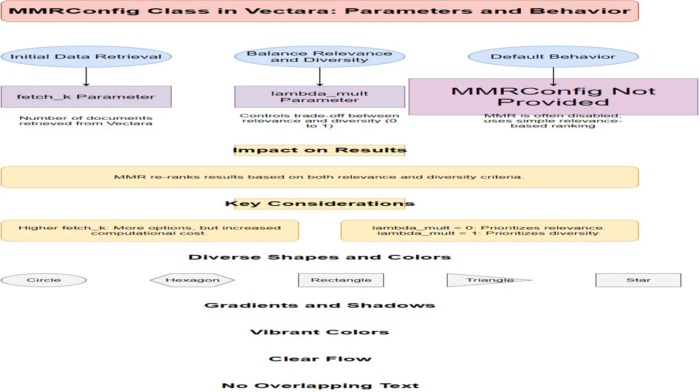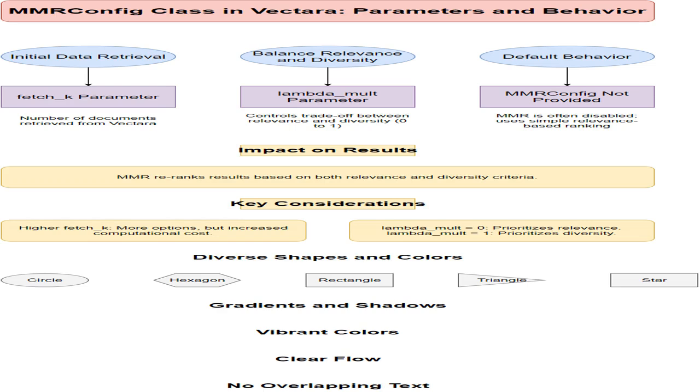When MMRConfig is not explicitly defined, the Vectara vector store often resorts to simple relevance-based ranking. This means results might be highly relevant but lack the diversity that MMR would provide. MMR re-ranks results by considering both relevance to the query and dissimilarity among the selected documents. This reduces redundancy and increases the overall diversity of the search results. It is designed to give you a more comprehensive view of the information related to the query.